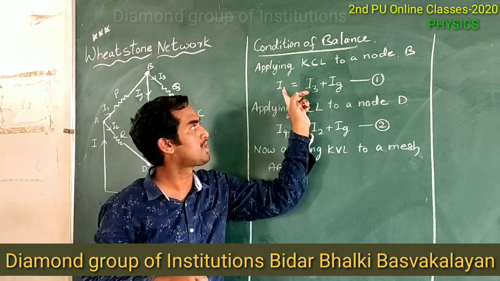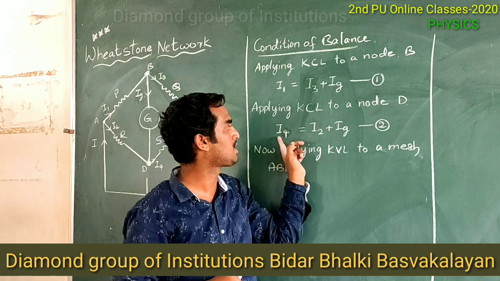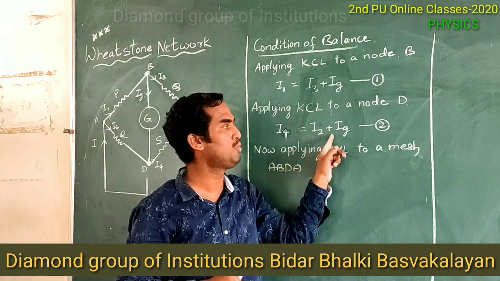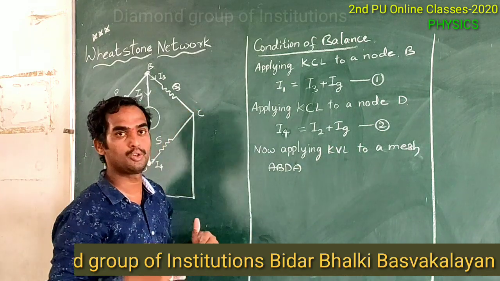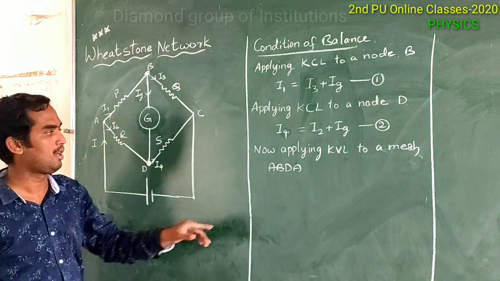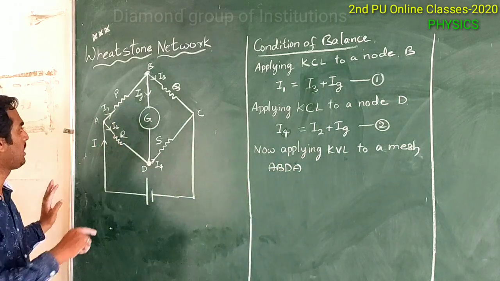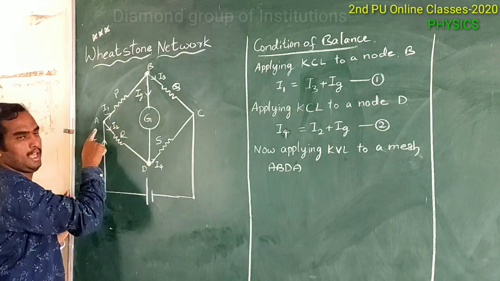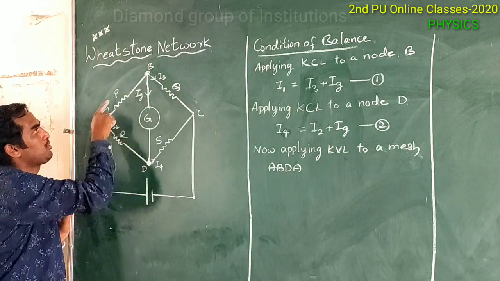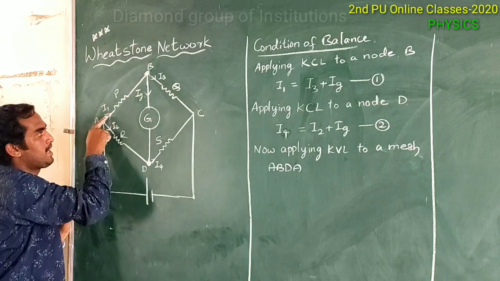So what is the first equation? I1 equal to I3 plus IG, whereas the second equation is I4 equal to I2 plus IG. So now we are going to apply Kirchhoff's second law to the mesh ABDA. See here, A, B, D, A to B. We are going from A to B. The current direction is the same.